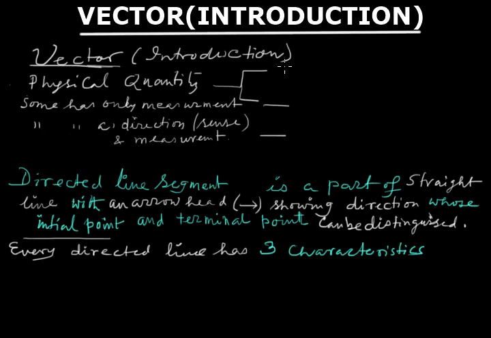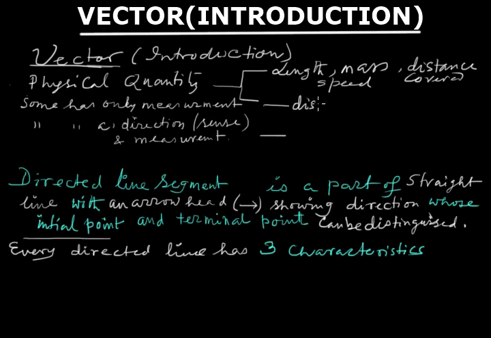You can measure the length, we can measure the mass, we can measure distance covered, we can measure speed, we can measure displacement. We can measure velocity. But what is the difference between these measurements?